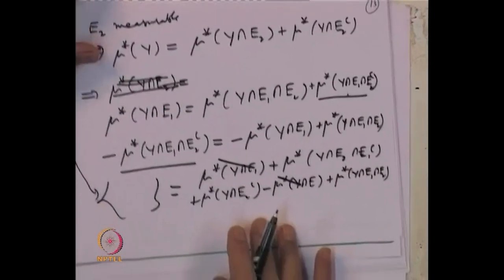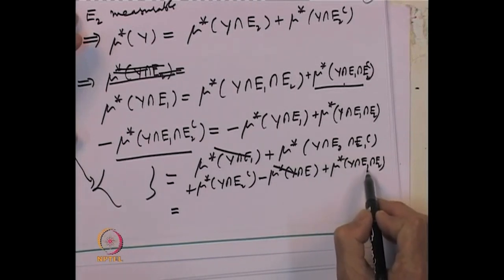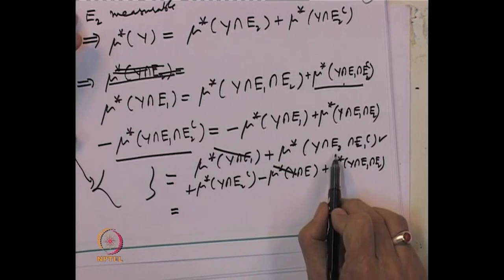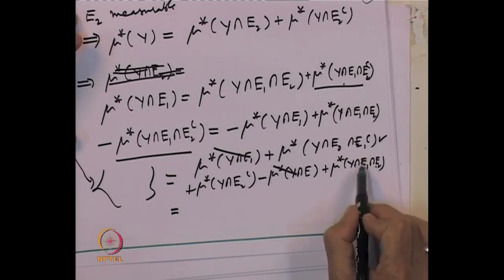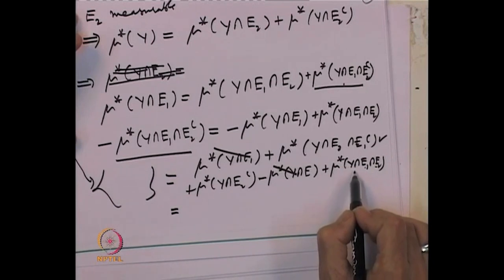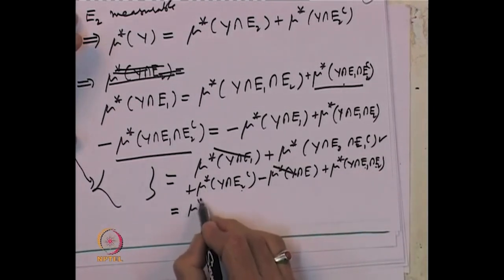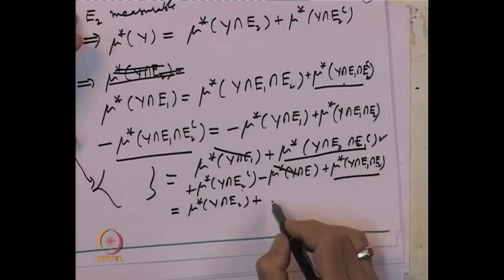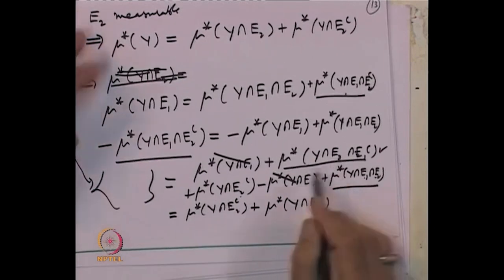So, what we are left with is mu star of y intersection E2 intersection E1 complement and y intersection E2 intersection E1. So, look at these two terms: mu star of y intersection E2 intersection E1 complement plus mu star of y intersection E1 and E2. That means these two terms are nothing but mu star of y intersection E2. And one term is here. So, this is mu star of y intersection E2 plus, what I am saying is that this plus this term is nothing but mu star of y intersection E2 complement. Is that clear? This term as it is.